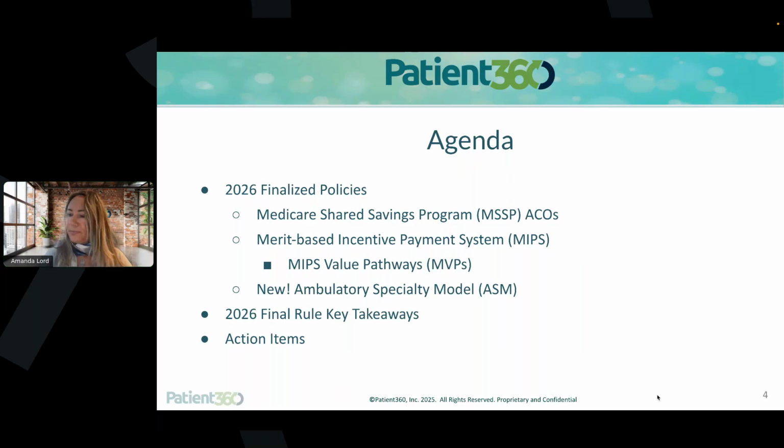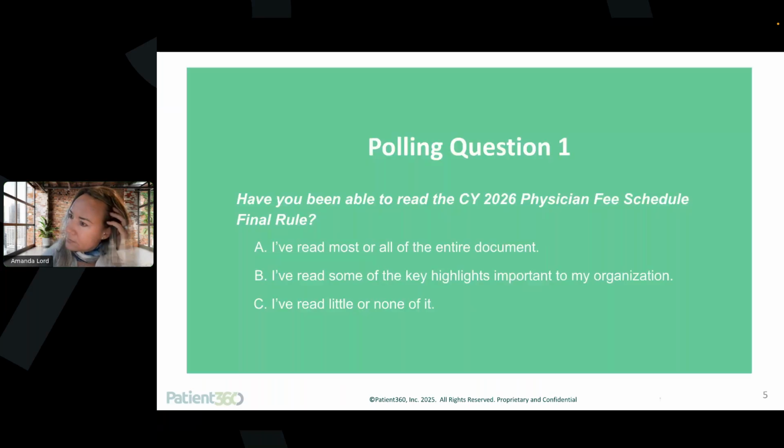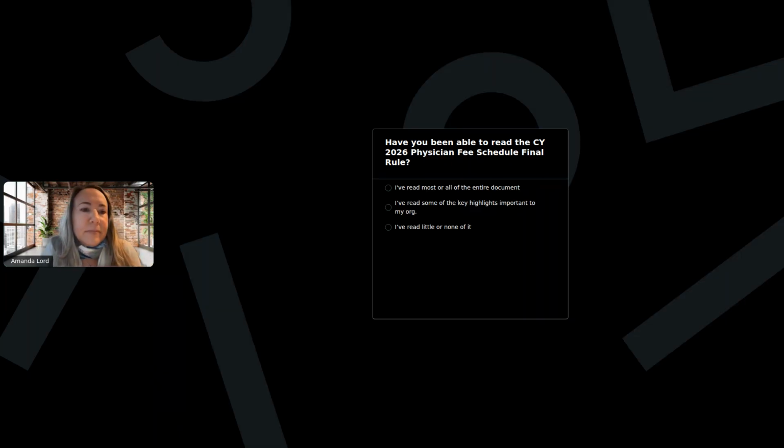All right, so if you are playing along from home, you are going to see a poll come up onto your screen. And the question is this: have you been able to read the 2026 Physician Fee Schedule Final Rule in all of its 1,000+ pages? And you can be honest here. This is anonymous. I've read most or all of the entire document, or I've read some of the key highlights important to my organization, or I have read little or none of it.